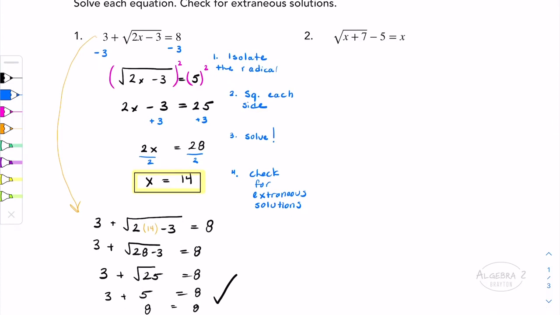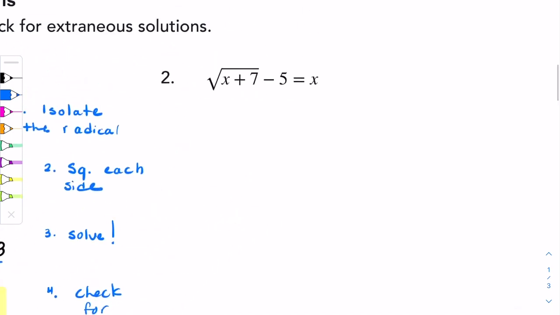For number 2, we have the square root of x plus 7 minus 5 equals x. I'm going to start by isolating the radical, so I add 5 to both sides. This gives me the square root of x plus 7 is equal to x plus 5.